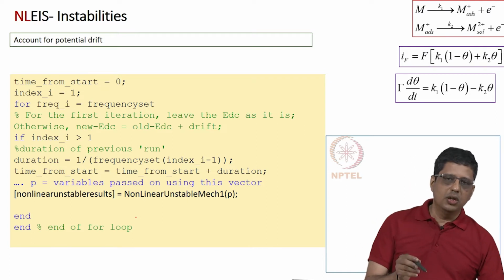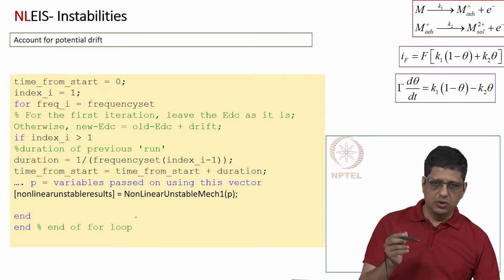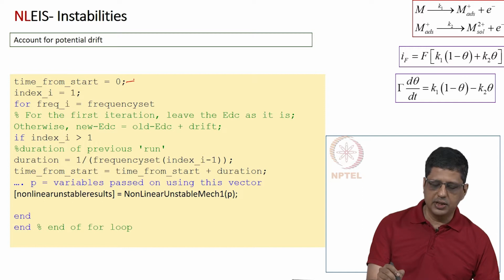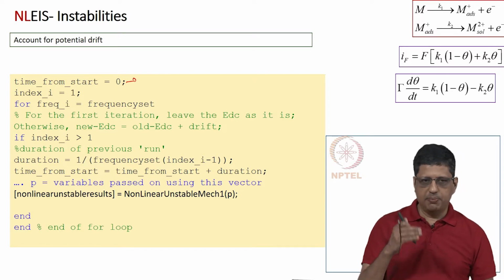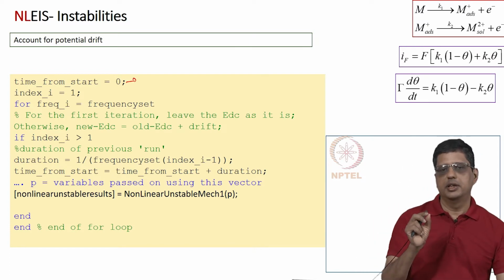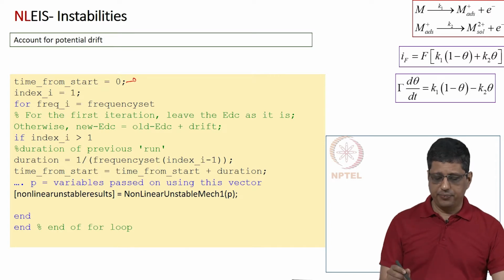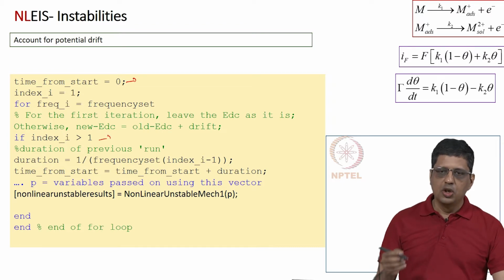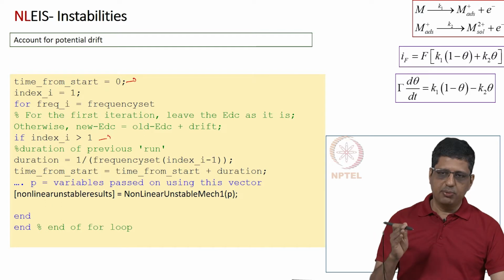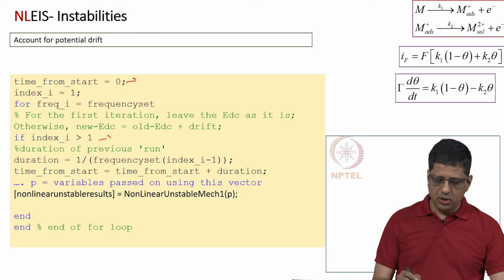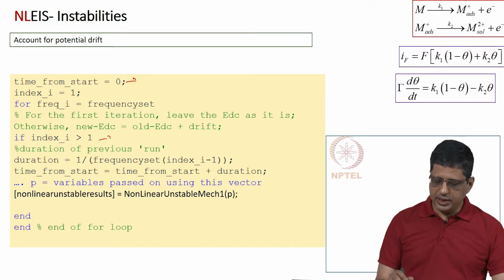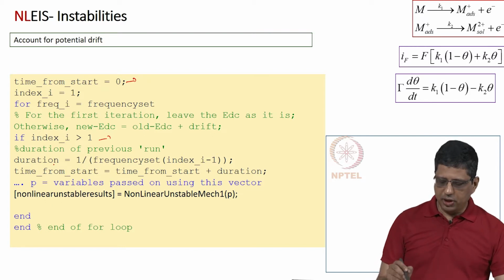When you want to account for the potential drift, you have to have a variable saying how long it is from the beginning of the experiment. So, we call it time from start, and set it to 0. When you apply a sinusoidal potential in the very beginning, there is no drift, meaning you are starting at the right potential, whatever you want to start at. And then from the second frequency onwards, you have to remember that with respect to time, the DC potential has changed. Because the time has changed from 0, the DC potential has changed. So, we say duration is the period for that particular frequency.